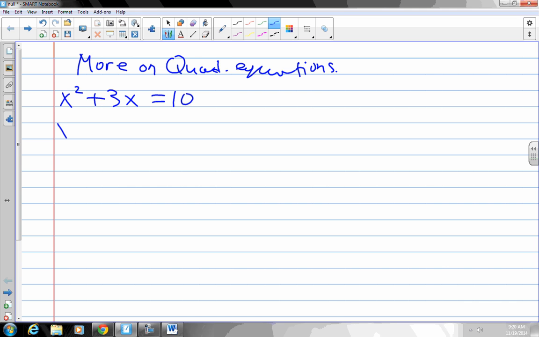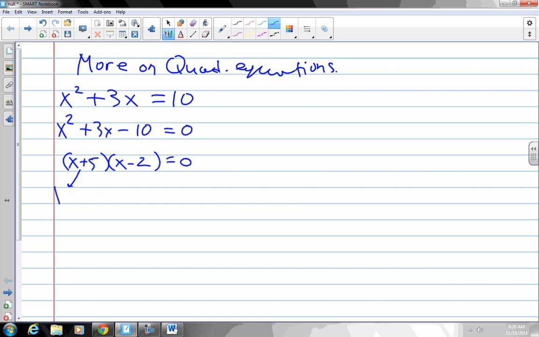Subtract 10. X squared plus 3x minus 10 equals 0. And then you would try to do what? What would you try to do with that? Yeah, you always want to try to factor it, and this is factorable, right? Two numbers that multiply to negative 10 and add to positive 3 are 5 and negative 2. Good.